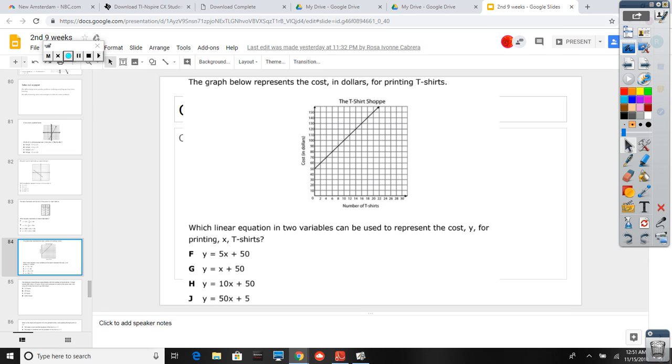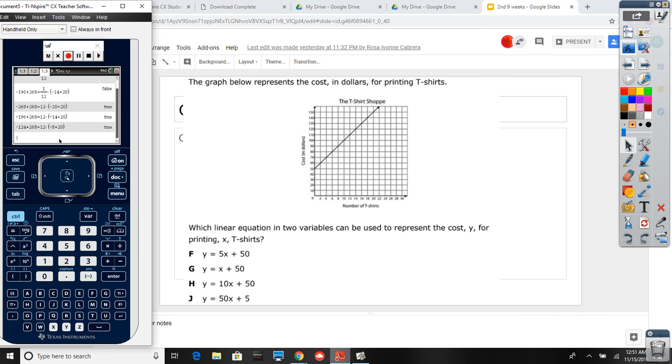And this one right here. I'm trying to see. Okay, yes, let's use a calculator. I'm trying to see what's the easiest way to help you solve it. So it says the graph below represents the cost in dollars for printing t-shirts. Which linear equation in two variables can be used to represent the cost y for printing x t-shirts? Oh my god, my voice is going away.